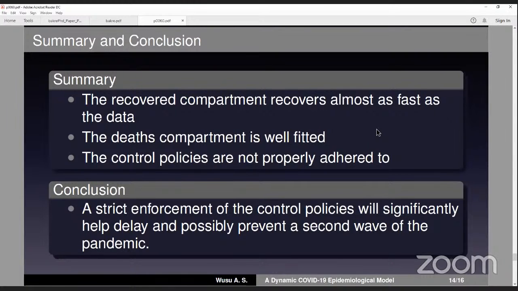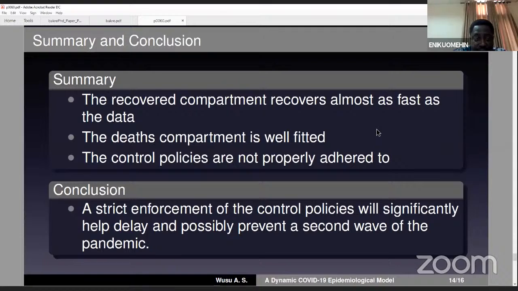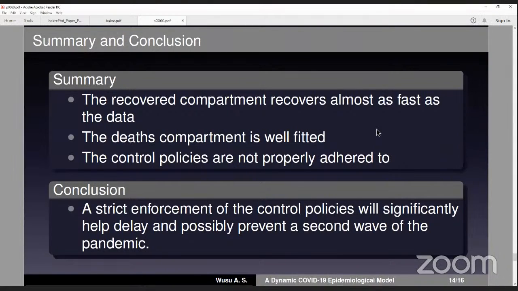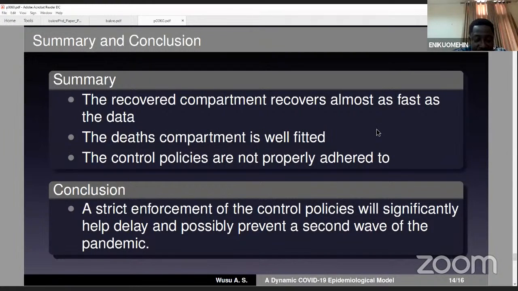So 44.24%. What we are recommending is that the Nigerian government should try and increase the enforcement of the control policies, by asking people to continually keep personal hygiene, to continually make use of their masks, and to ensure they respect and observe the social distancing policy. If we take that into consideration, obviously, we will avoid the second wave or possibly delay it. Thank you very, very much, sir.